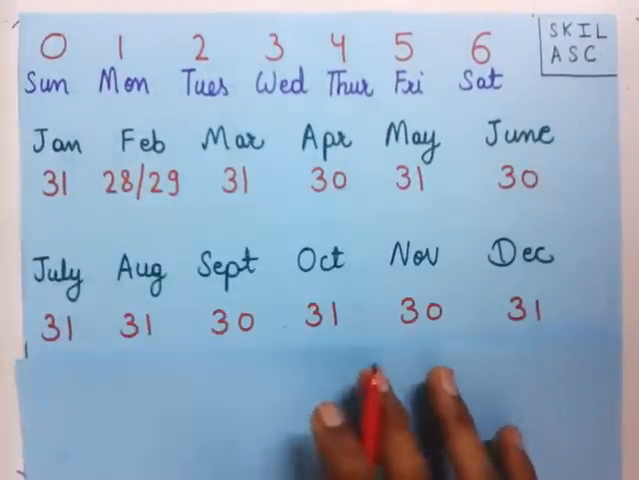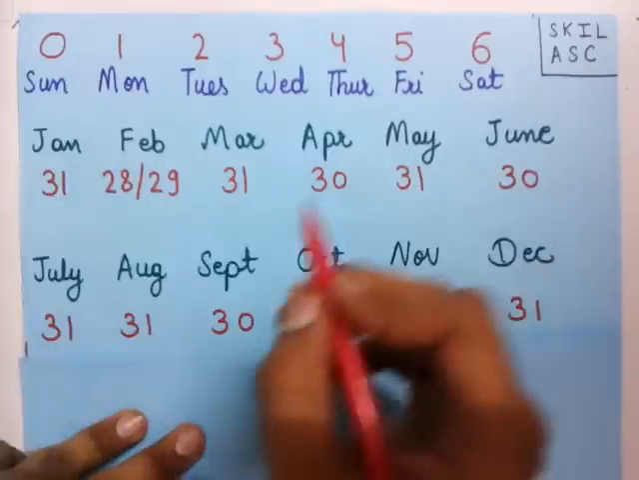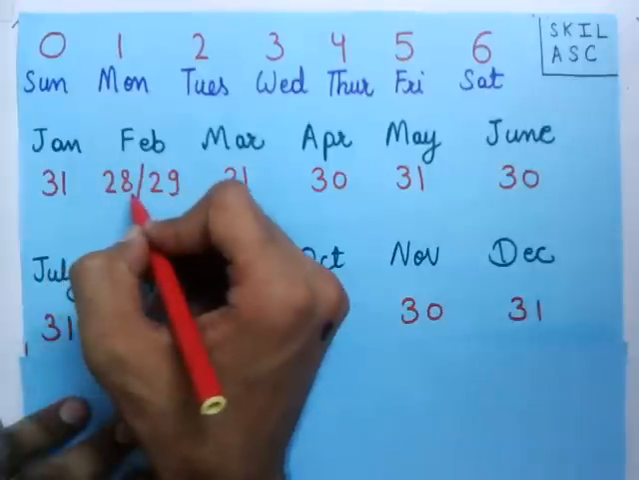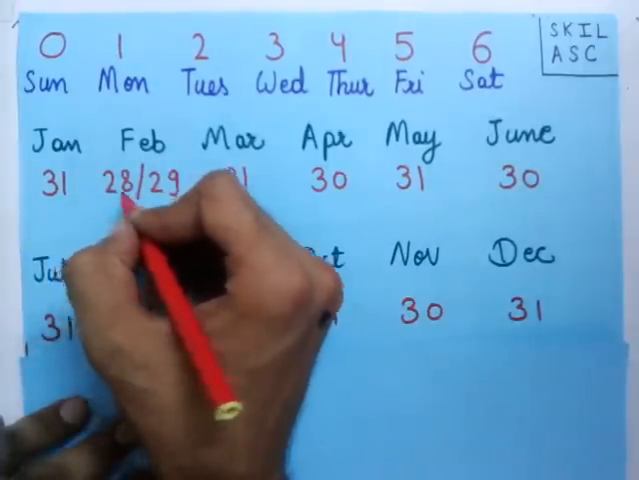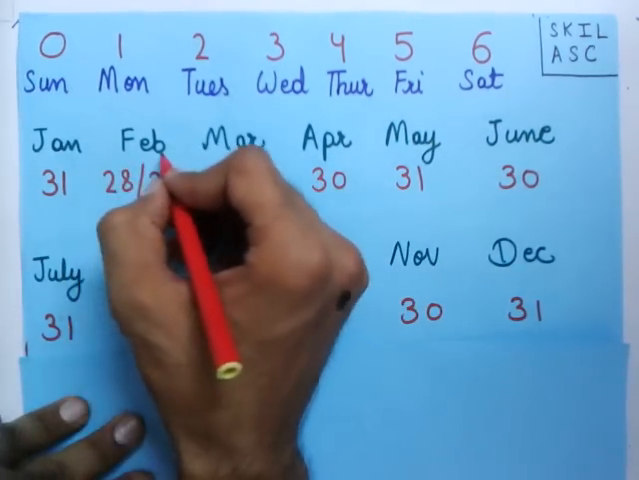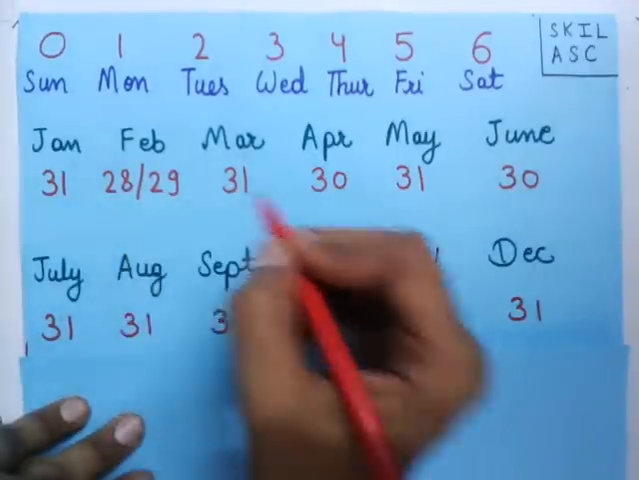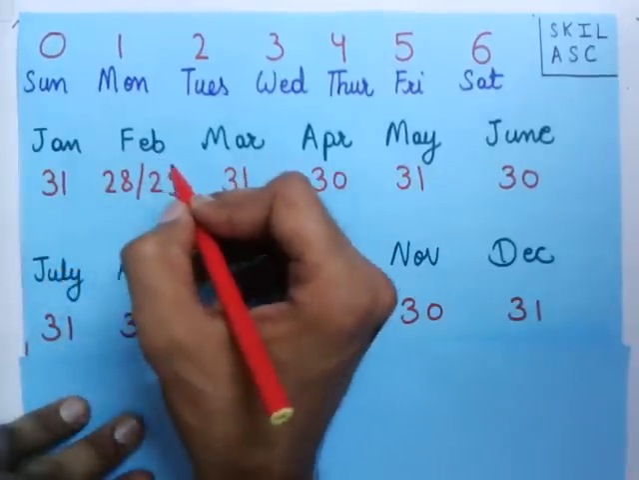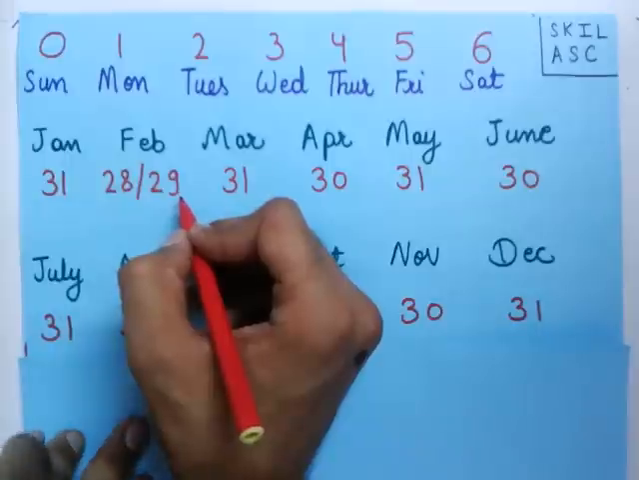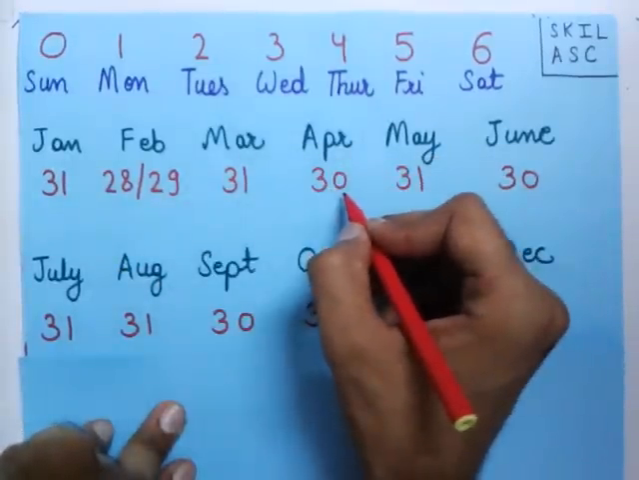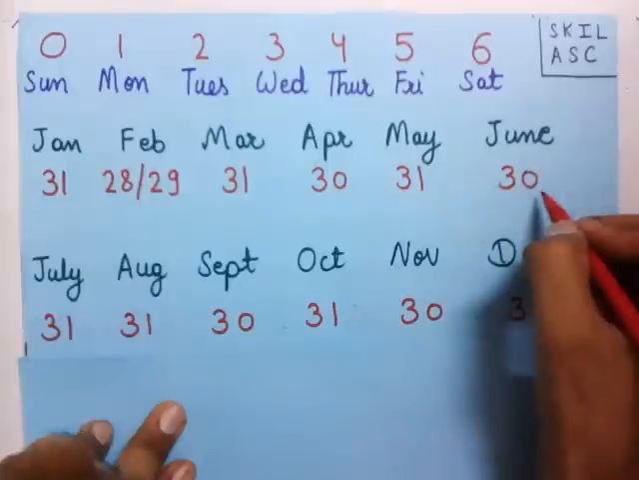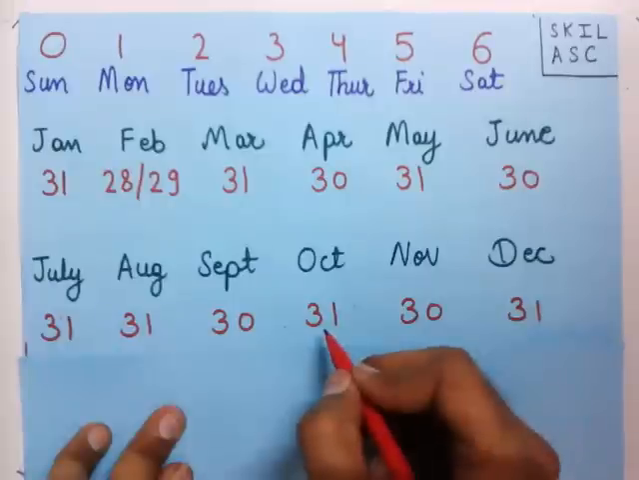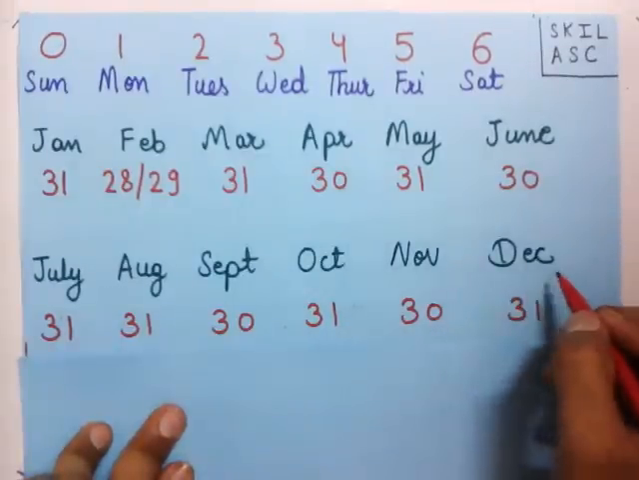Now you must also remember the days of every month. January has 31 days, and February has 28 days if the year is an ordinary year, and if the year is a leap year, February will have 29 days. March has 31 days, April has 30 days, May has 31 days, June has 30 days, July has 31 days, August has 31 days, September has 30 days, October has 31 days, November has 30 days, and December has 31 days.